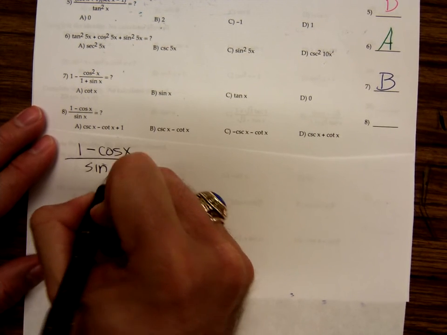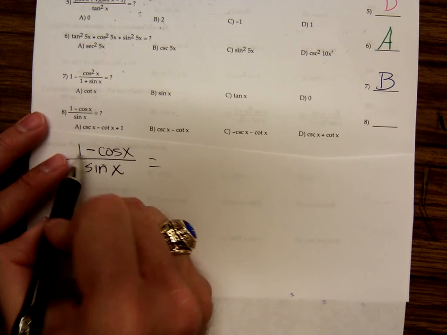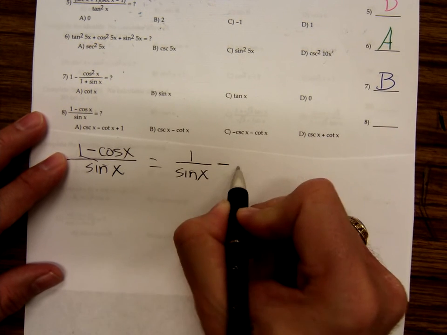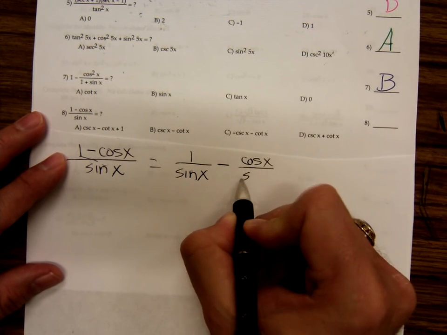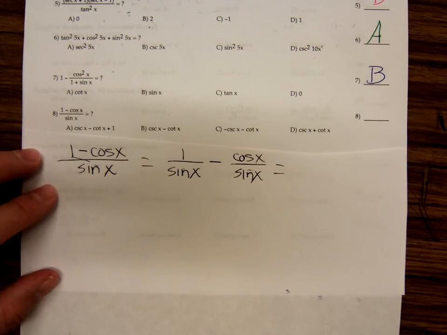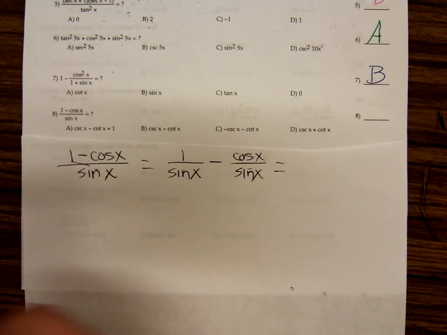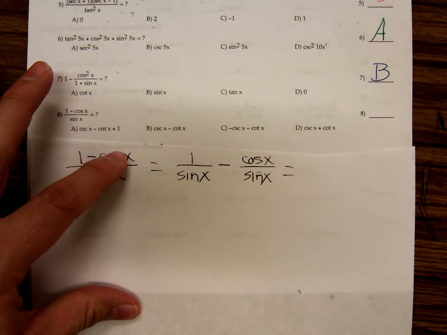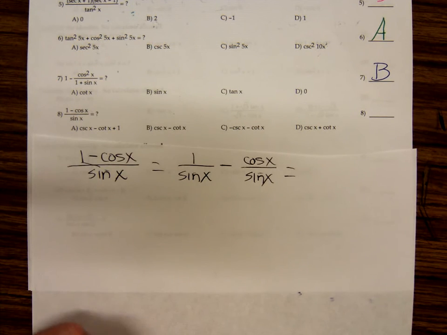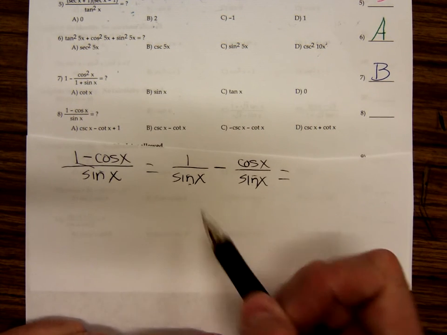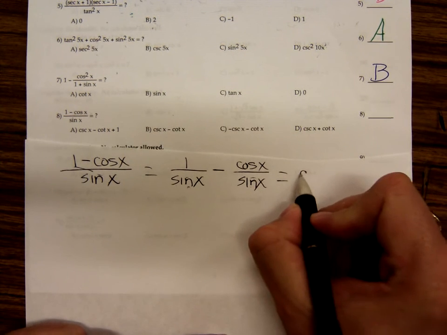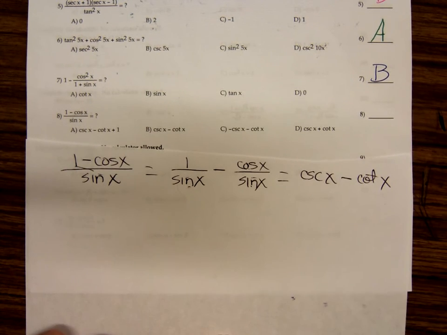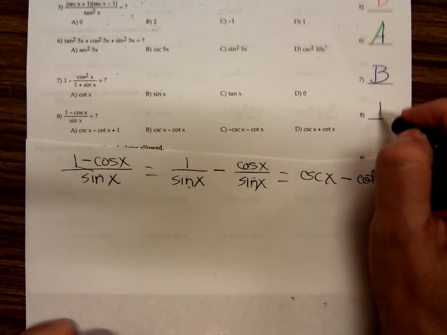Since there's just one term down here, you could just separate it. Write it as 1 over sine x minus cosine x over sine x. What you're actually doing is using the definition of subtraction of fractions with a common denominator. Since they have a common denominator, you could write it as 2 separate fractions with that common denominator. And now, 1 over sine x is cosecant x. Cosine x over sine x is cotangent x. So that is B.